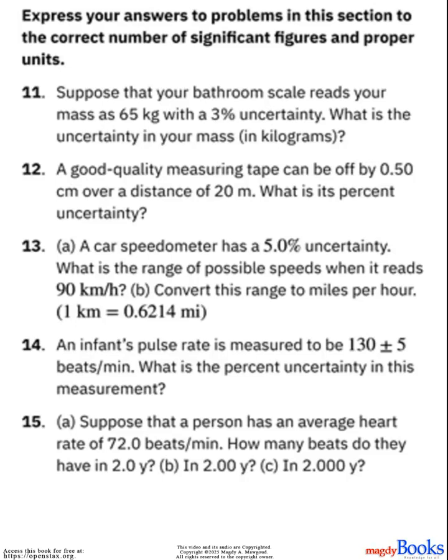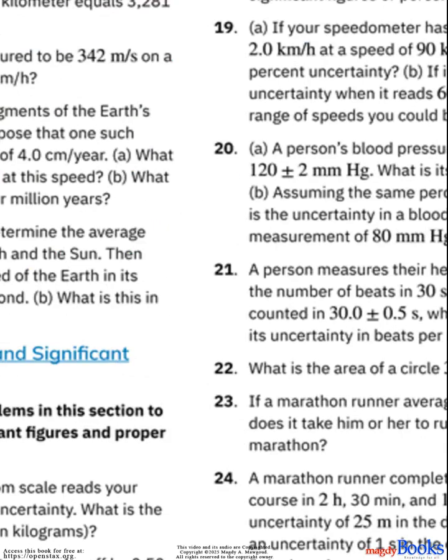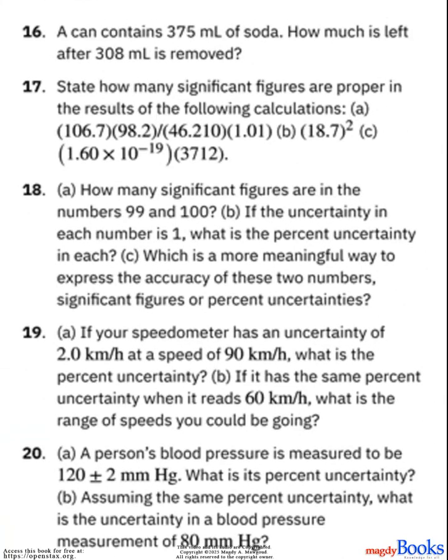15. A. Suppose that a person has an average heart rate of 72.0 beats per minute. How many beats do they have in 2.0 years? B. In 2.00 years? C. In 2.000 years? 16. A can contains 375 milliliters of soda. How much is left after 308 milliliters is removed?